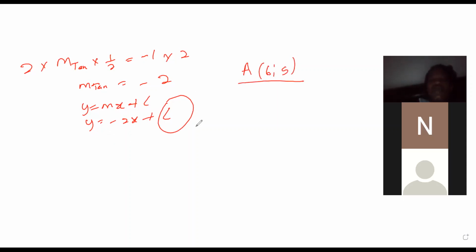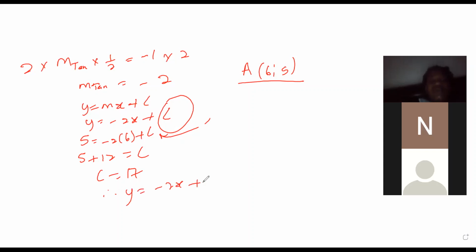So we substitute these values into this equation to get c. We've got 5 equals -2 times 6 plus c. c will be 5 plus 12, which is c is 17. Therefore, the equation of the tangent will be y equals -2x plus 17. Let me just check the answer. Yes. Okay, so that is it.